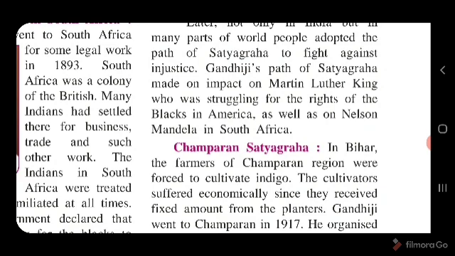Very great thing is that Martin Luther King also adopted this principle of Mahatma Gandhi for the struggle for the rights of black people in America. And Nelson Mandela from South Africa also adopted this path, Satyagraha, non-violence and truth, for the black people in South Africa. He was imprisoned for nearly 29 years for the rights of the black people.